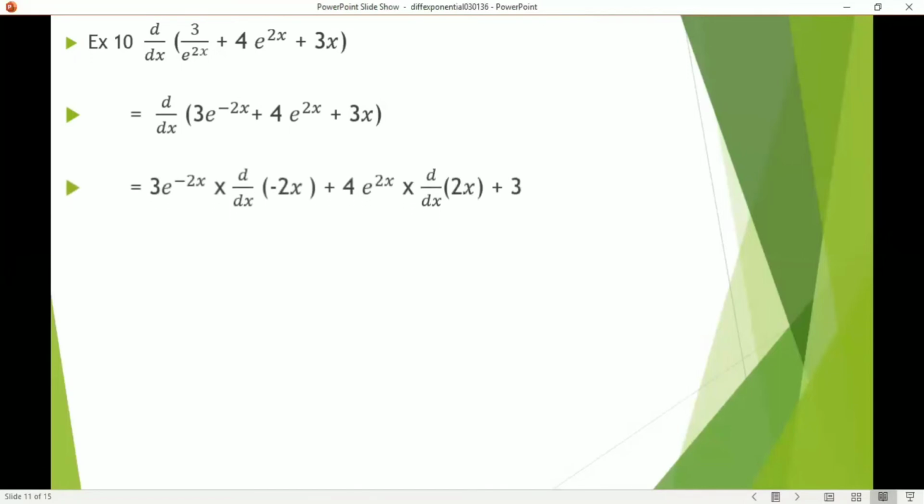So derivative of 3 e to the power of minus 2x is 3 e to the power of minus 2x multiplied by the derivative of minus 2x, plus 4 e to the power of 2x multiplied by the derivative of 2x, and derivative of 3x is 3. So we have the answer 3 e to the power of minus 2x times minus 2 plus 4 e to the power of 2x times 2 plus 3. Final answer, minus 6 e to the power of minus 2x plus 8 e to the power of 2x plus 3.